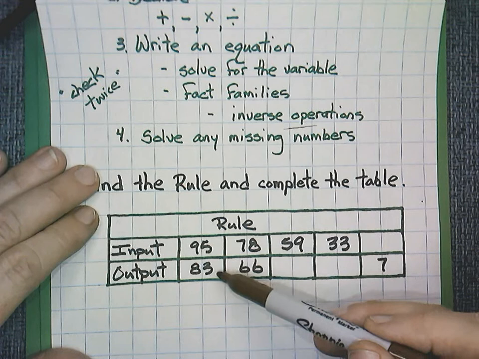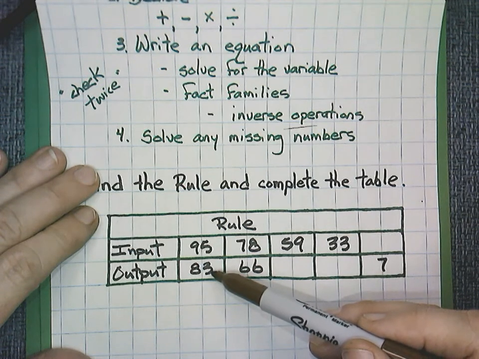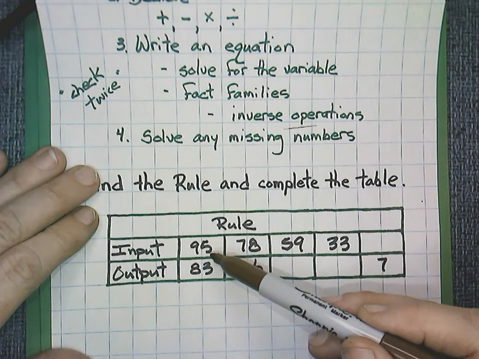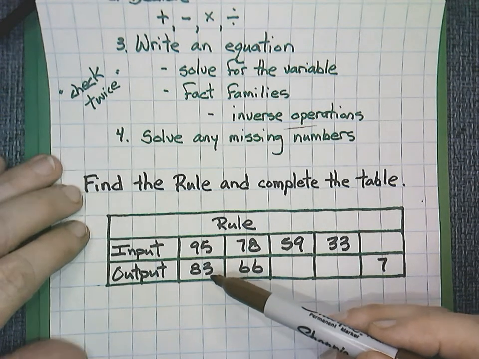And I know that when I use inverse operations, 83 times any number would not be 95. So therefore, it could not be division. This would be a subtraction problem here.